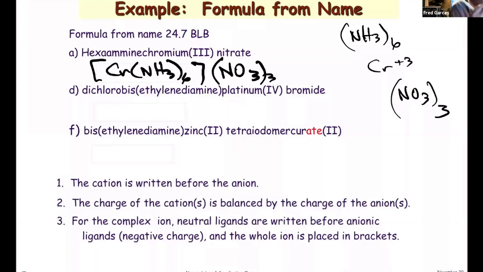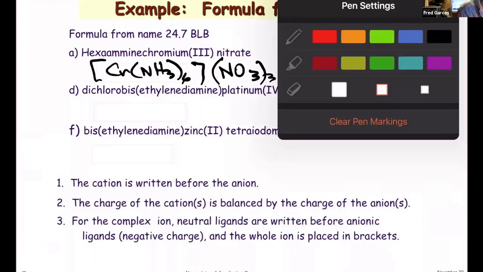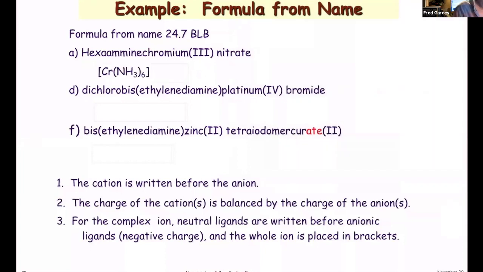The metal first, followed by the ligands, and there's 6 of them. You put a bracket for the cation, and then the counter ions are the nitrates. Let me just show you that real quick. That would be Cr(NH3)6 and then 3 nitrates.